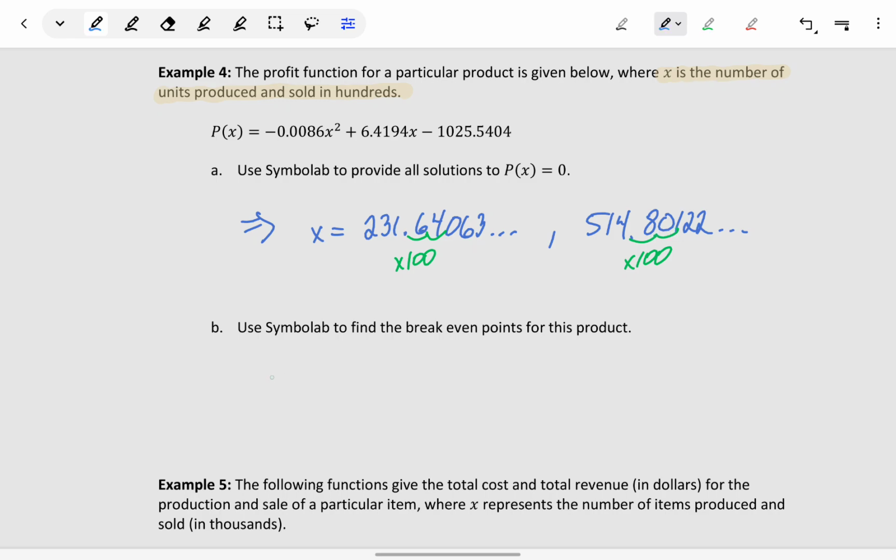And our break-even points would be at a production level of 23,164, which we'd want to go ahead and round to the nearest whole number since we can't produce a fraction of a product, and 51,480 units. So when our company is producing and selling either 23,164 units or 51,480 units, then they are breaking even. They are bringing in as much money as they're spending.